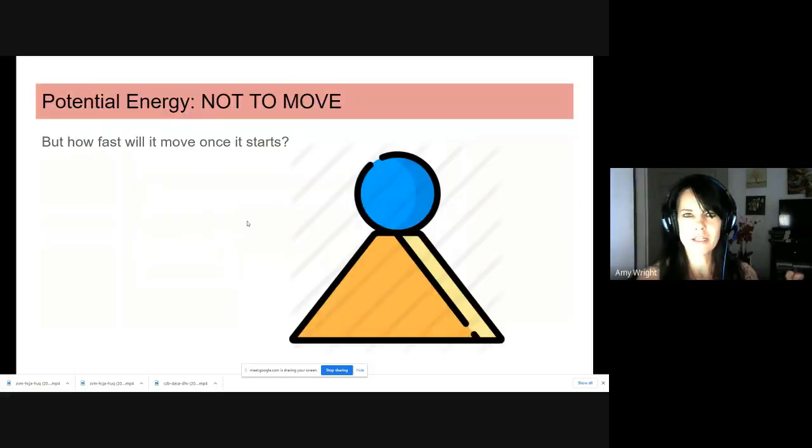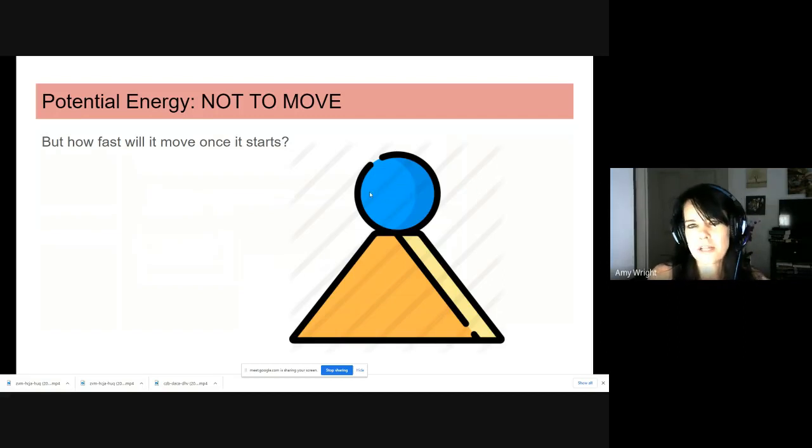Potential energy, not to move, right? So you're not in motion, but how fast are you going to move once you are in motion? There's a big math behind that, which is velocity and mass: how fast something is going, or how potentially fast it can go, how steep is that incline, and how much is the mass. So we have a ball here on top of a ramp.